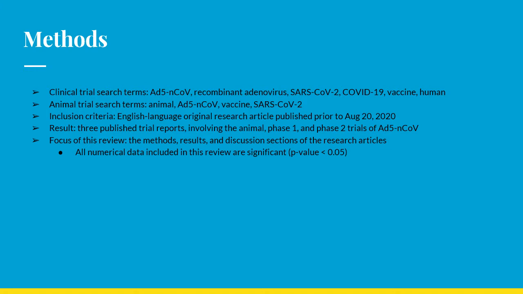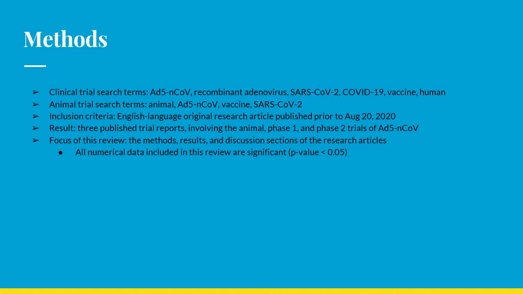Key search terms such as AD5-nCoV, recombinant adenovirus, SARS-CoV-2, vaccine, human were used in varying combinations in PubMed to find all published clinical trial reports of the vaccine candidate. In addition, search terms such as animal, AD5-nCoV, vaccine, SARS-CoV-2 were also used to find all published animal trial reports.